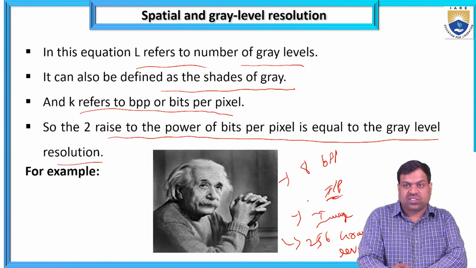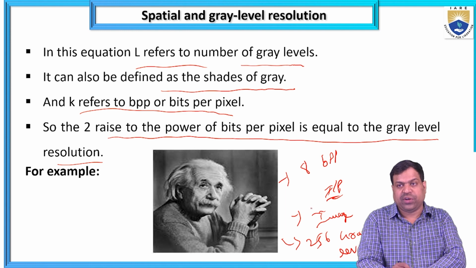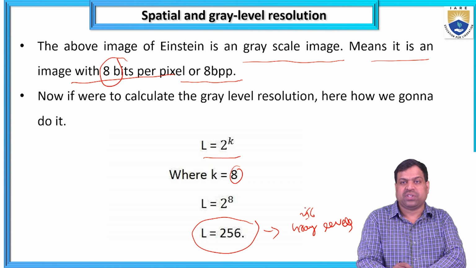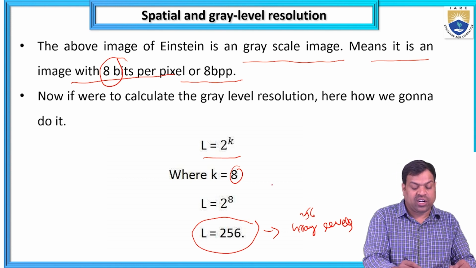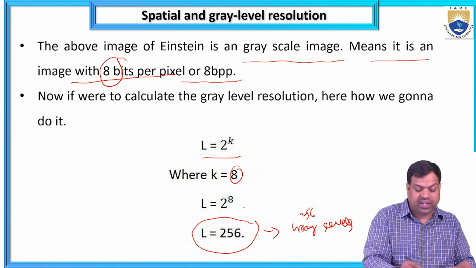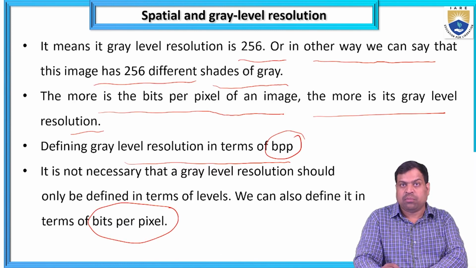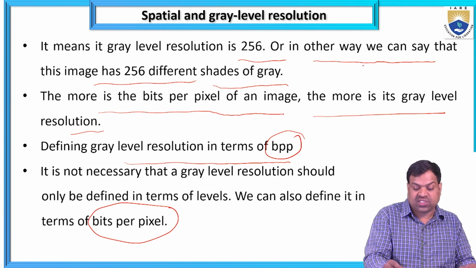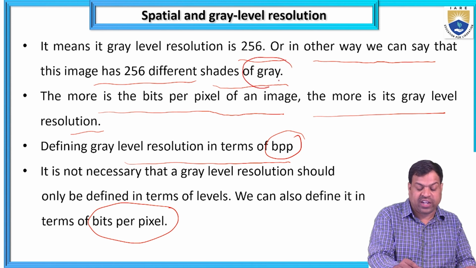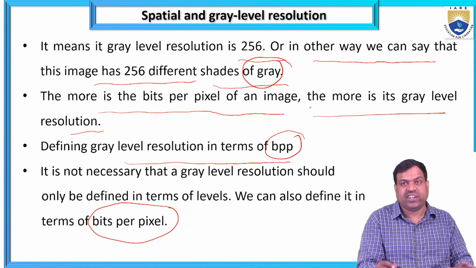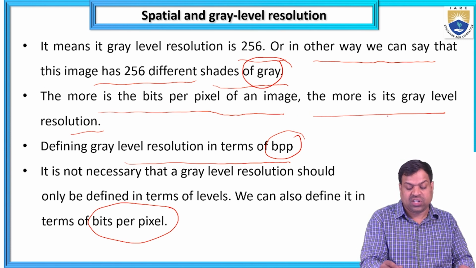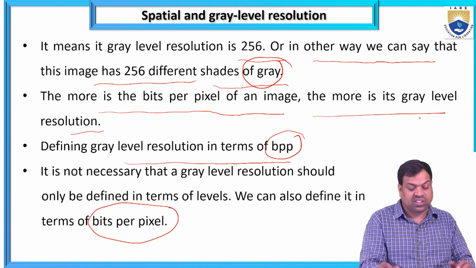In this image, how many gray levels are there? We have to find out. It is given that the image has 8 bits per pixel, 8 BPP. Already we know the formula L equals 2 power K, K is equal to 8. So 2 power 8, L equals 256 gray levels. The image has 256 different shades, or gray levels. The more bits per pixel an image has, the more its gray level resolution.